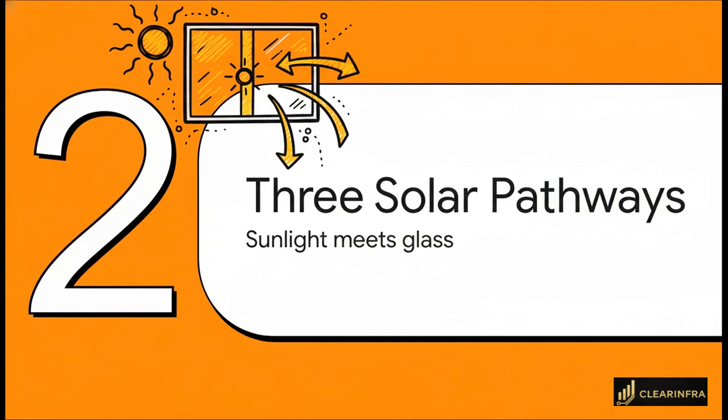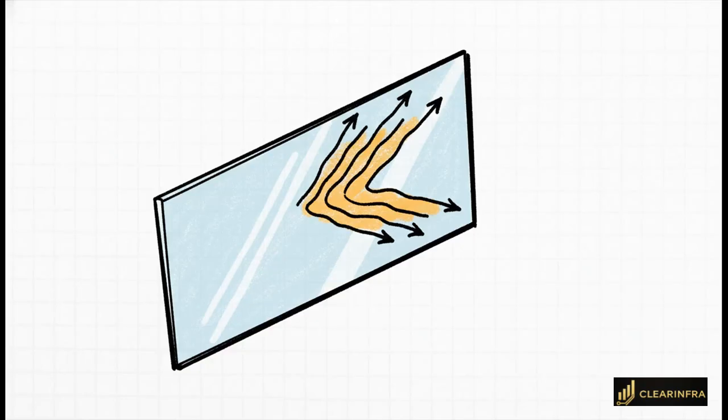When solar energy hits the glass, it has to go somewhere. It turns out there are really only 3 possible paths it can take. Let's take a look at each one. So the first path is reflection. This one's pretty straightforward. Just like a mirror, the surface of the glass bounces some of that solar energy right back out into the environment. It never even gets a chance to enter the building.